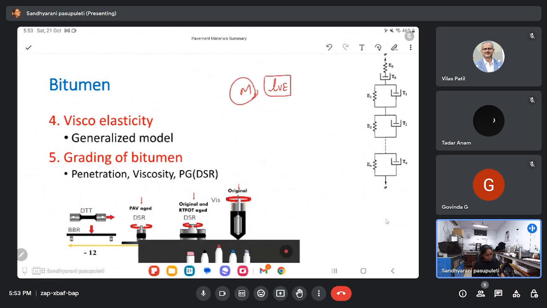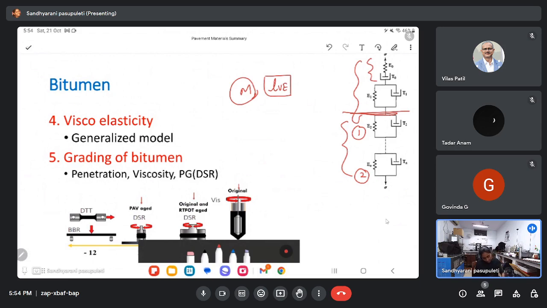In those cases, what we do is use a generalized model. For example, we already have a Burgers model. To this Burgers model, we try to add these Kelvin elements. Initially I will add one Kelvin model. Then I will see whether my data fits into that. If not fitting, add another Kelvin model. So we keep on adding Kelvin models so that at some point our data would be fitting into one of the models. Thereby we formulate the equation and we say that my binder behaves in this form. So that is our rheological model.